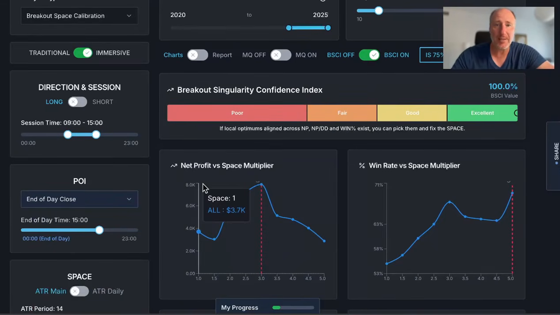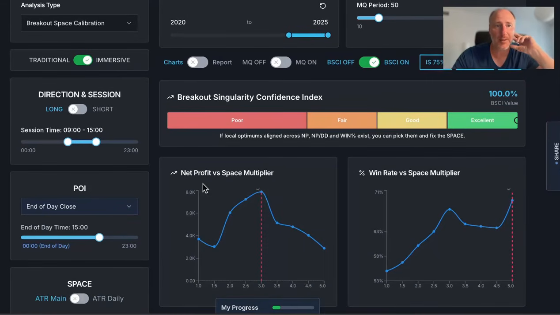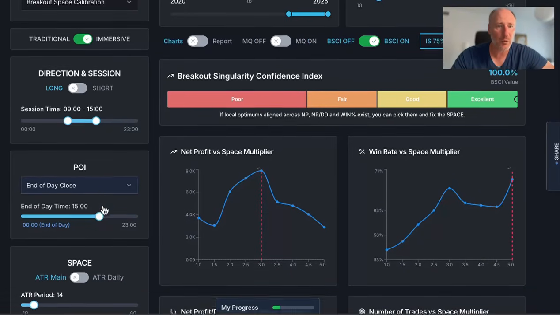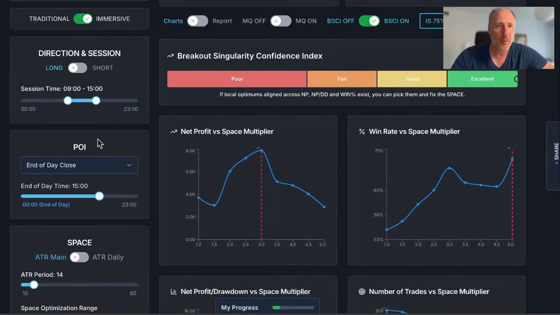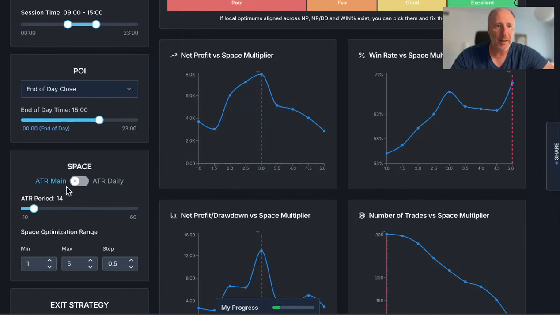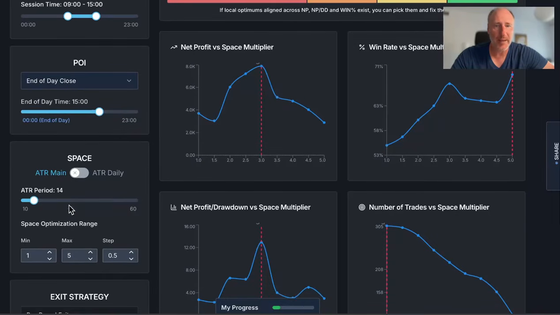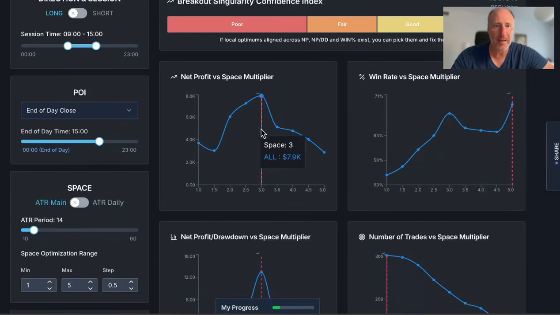So that's it, guys. You have your base, you have your strategy. Point of initiation is this end of close, 3 p.m. We allow entries only between 9 a.m. and 3 p.m. ATR period 14, and the space is 3 times the ATR period.